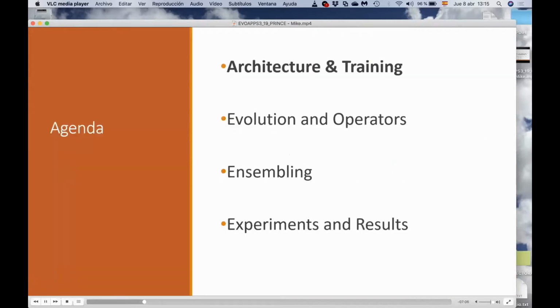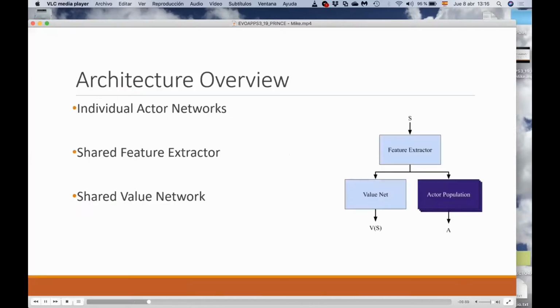Moving into the technical components of our presentation, we're going to start out with the architecture and training system. Our architecture consists of three neural network components: the actor networks, one for each actor in the population, the feature extractor, which is shared across all actors, which feeds into the actor network, and the value net, or the critic, which is also shared across all actors.